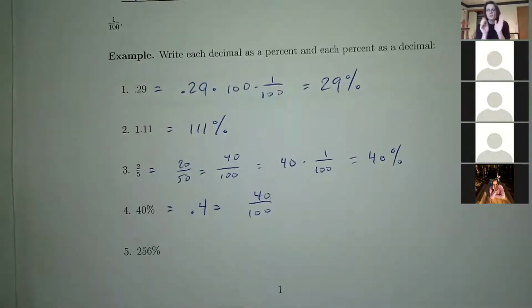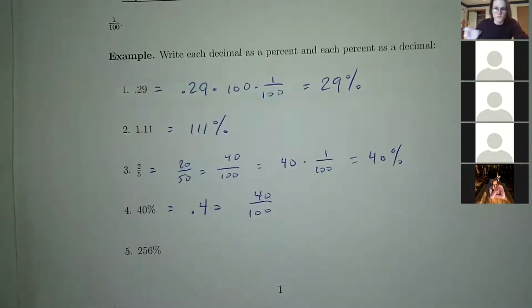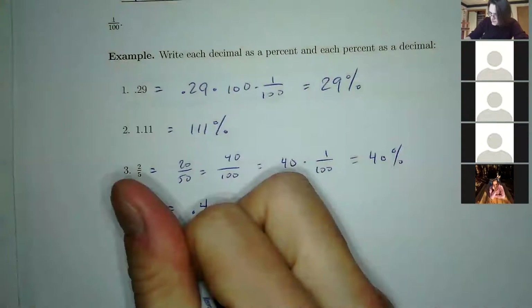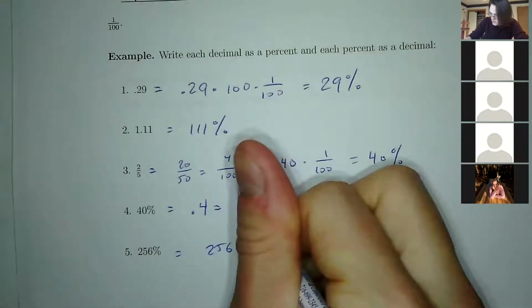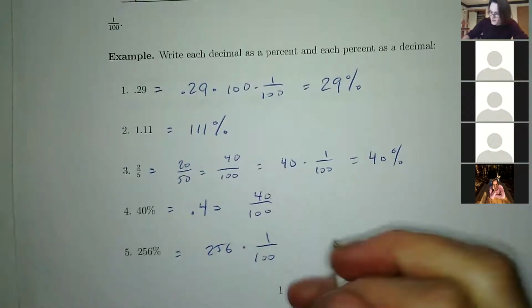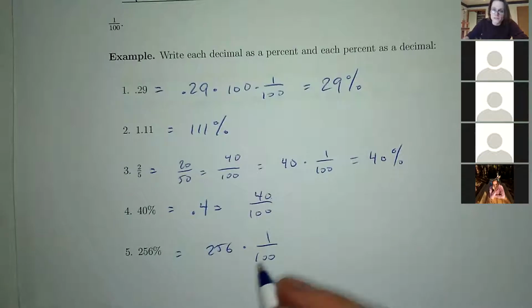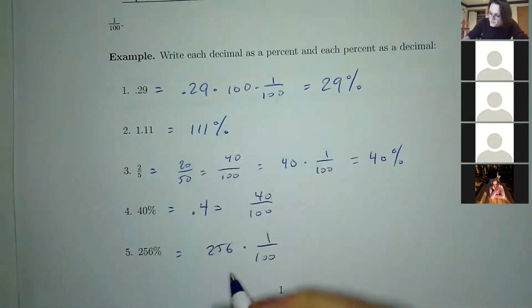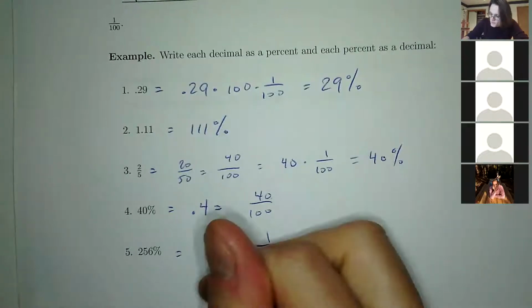But in general, to go from a decimal to a percentage, you multiply by 100. To go from a percentage to a decimal, you divide by 100. So it's 256 times 1 over 100. And if you know anything about dividing and multiplying by powers of 10, you're just shifting decimal places. In this case, when I divide by 100, my decimal place is right at the end there. So you move it over, and you get 2.56.